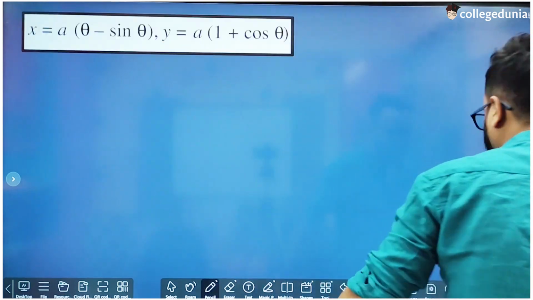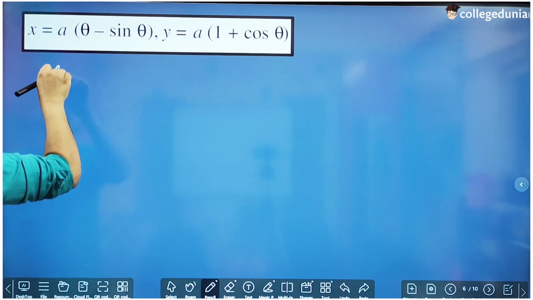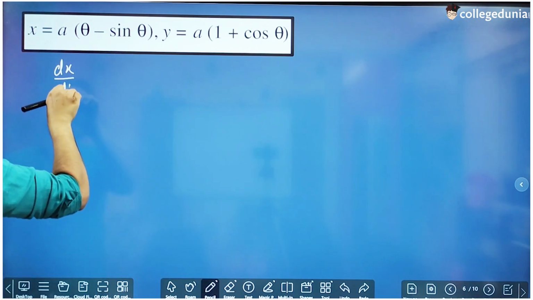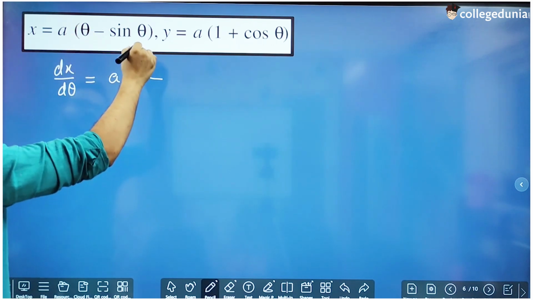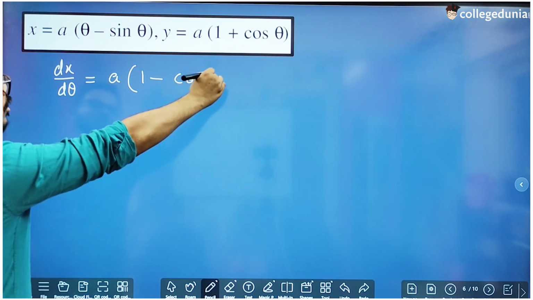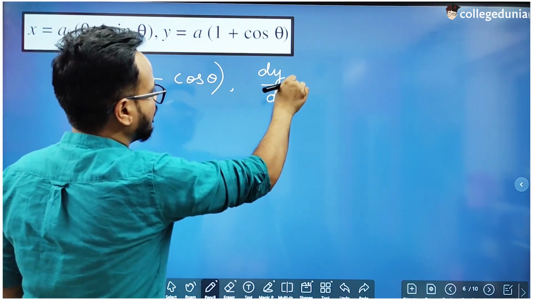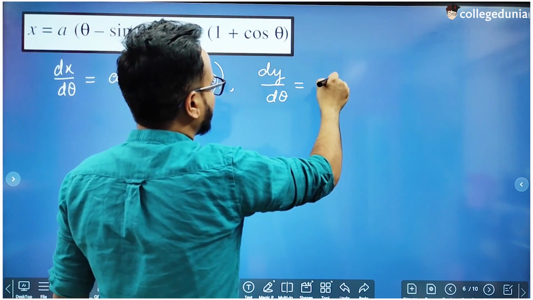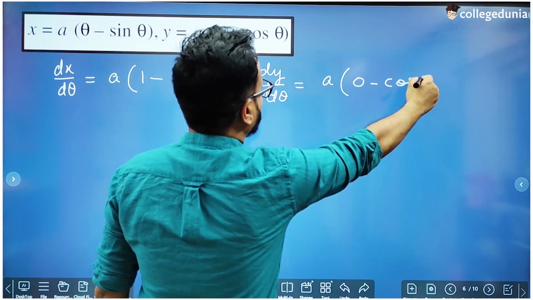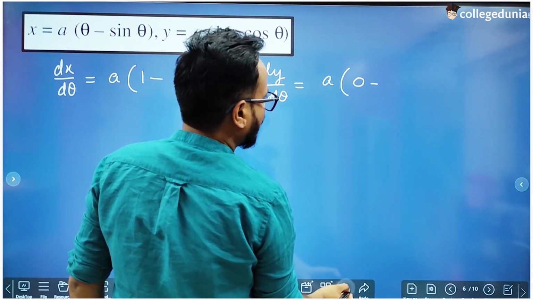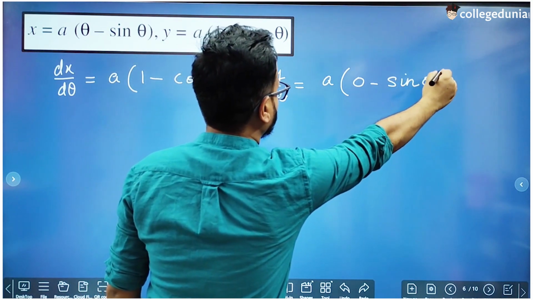Now let's take some examples from NCERT. This one, first we will find dx by d theta. dx by d theta: a is as it is. Derivative of theta will be 1. Derivative of sine theta will be cos theta. And now dy over d theta: a is as it is. Derivative of 1 is 0. Derivative of cos theta is minus sine theta.